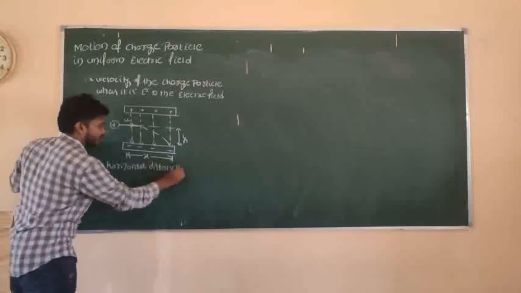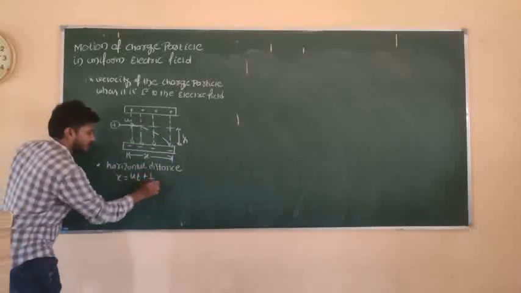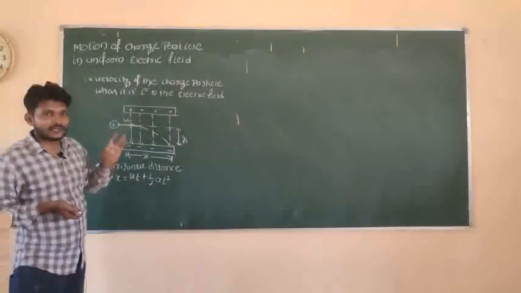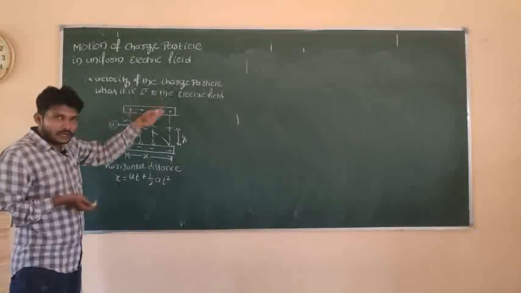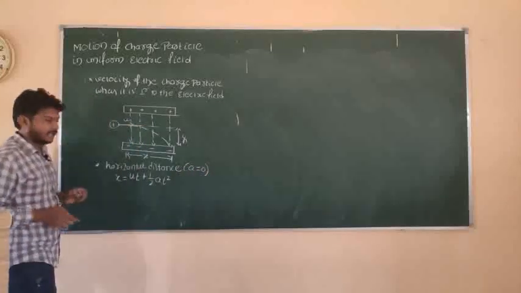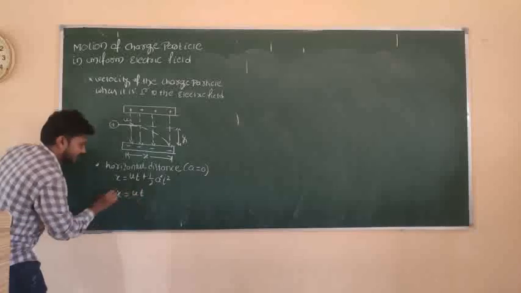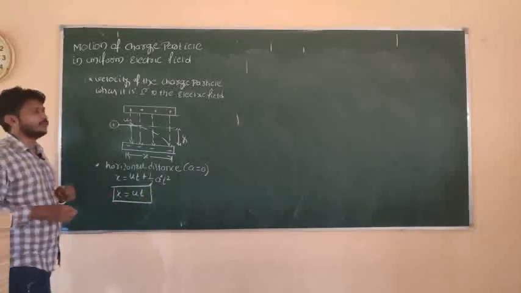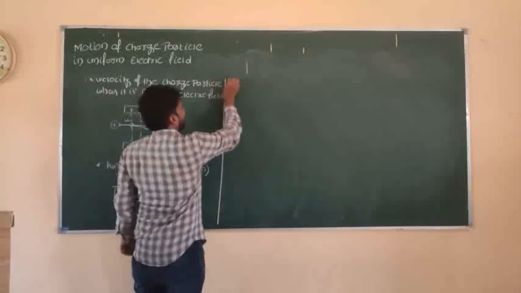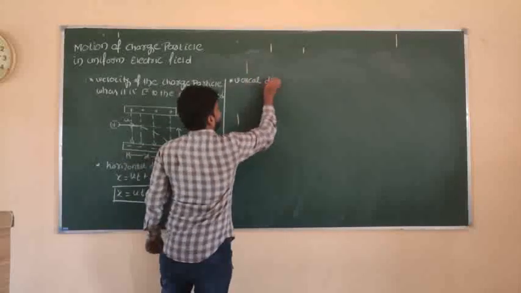From the kinematic equation, x is equal to ut plus half a t square. Along the horizontal direction there is no acceleration; acceleration is present only along the vertical direction. So if the acceleration term is 0, the horizontal displacement x is equal to u into t here. Then what about the vertical displacement here?